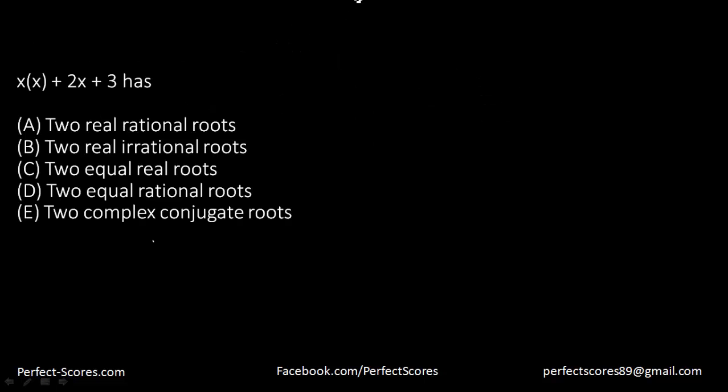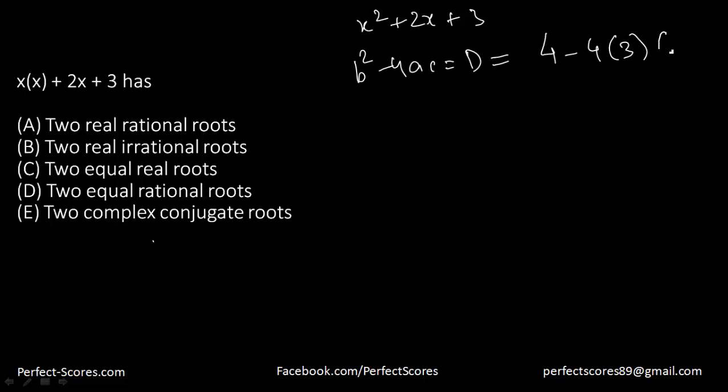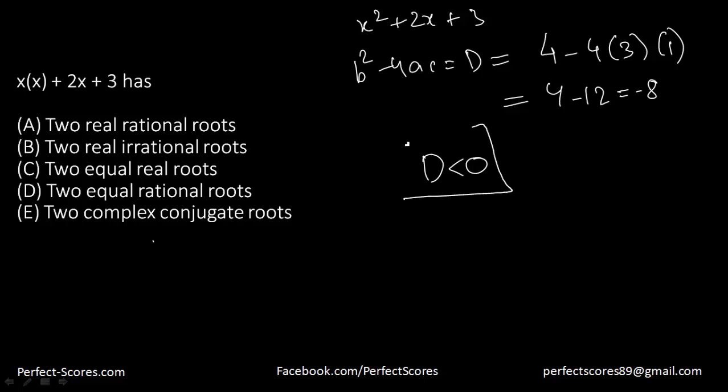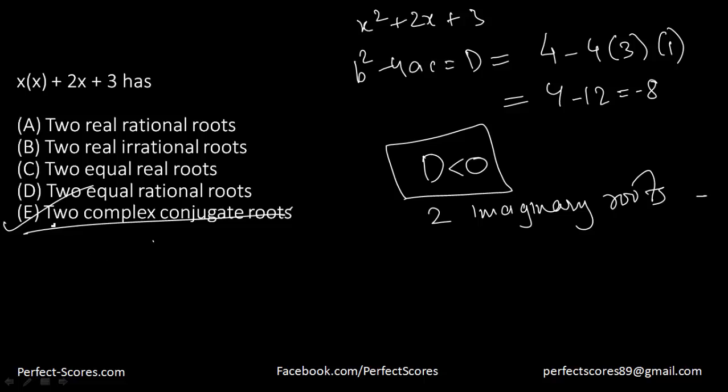So x square plus 2x plus 3. Let's find b square minus 4ac. That is the value of the discriminant. That is going to be b square minus 4 into a into c, which is 4 minus 12, that is -8. Now the discriminant is less than 0. When the discriminant is negative, you have two imaginary roots, right? So when you have two imaginary roots, that is answer option E, two complex conjugate roots. Something that you can easily verify from the theory that we've done in the beginning.